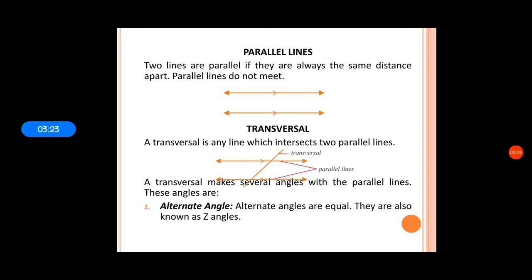These angles are, number 1, alternate angles. Alternate angles are equal. Again, alternate angles are equal. You have to start singing that like a song. Alternate angles are equal. And they are also known as Z angle. Why do we call them Z angle? You see in the next slide the shape they make, the letter they form when we have alternate angles.